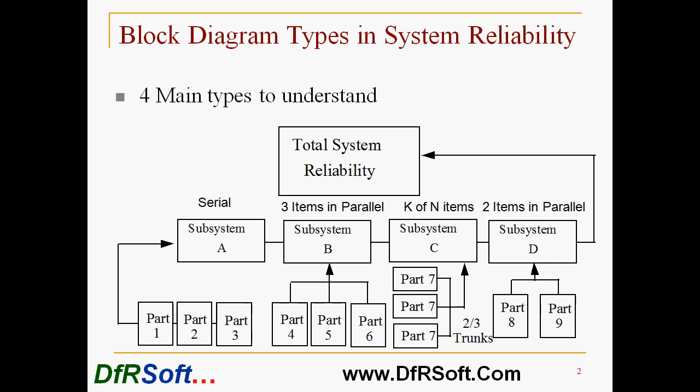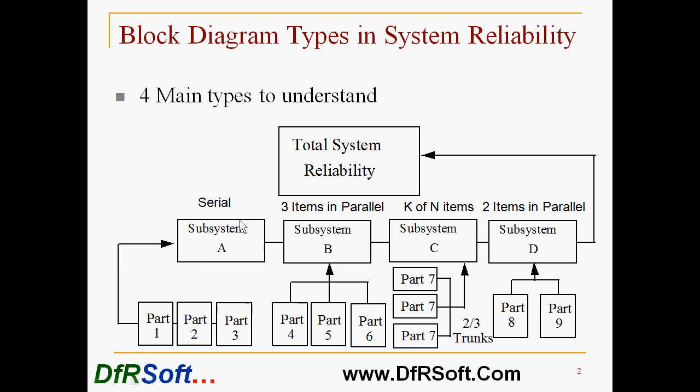So we're going to talk about the basic things that people do in system reliability block diagram analysis, as well as some other things for system reliability. Here are some of the basic systems that we talk about. System A is items in series. System B and D are items in parallel. Here's 3 items in parallel and 2 items in parallel. And System C is a trunk of what we call K out of N items required to work.